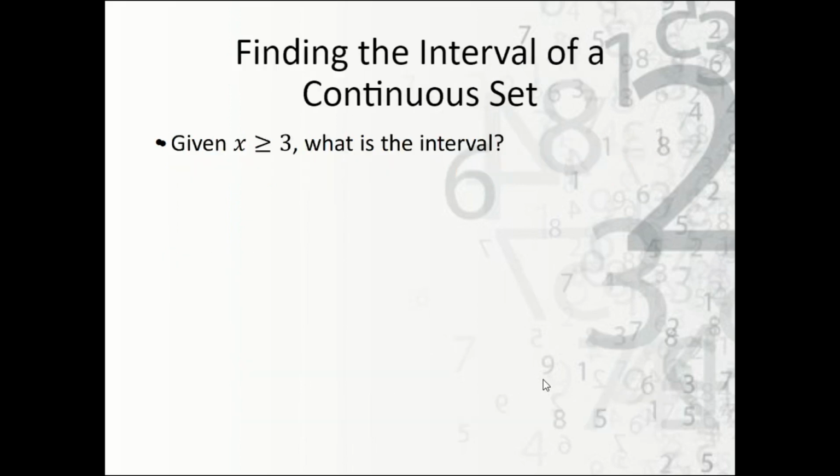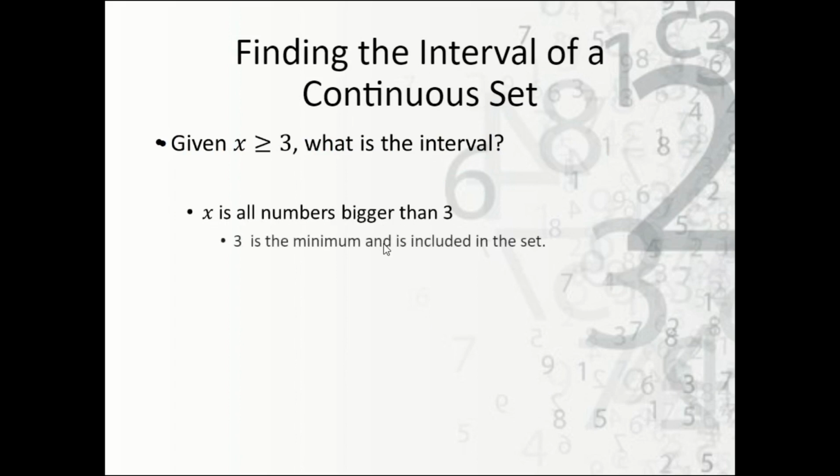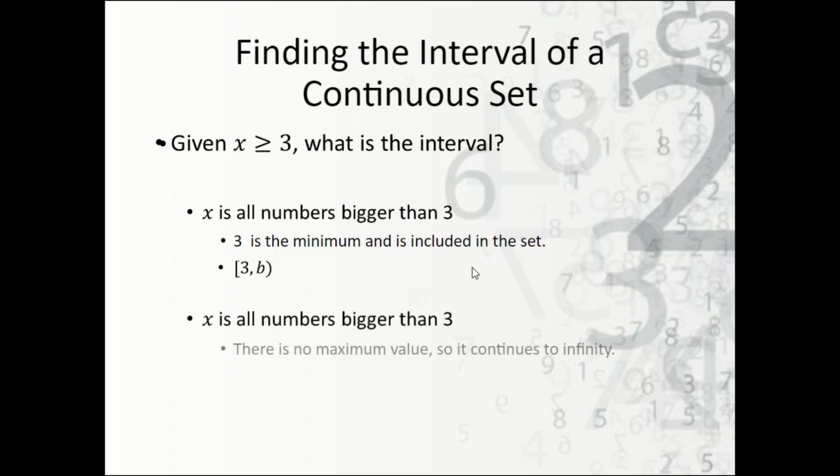So if we're given this, x is greater than or equal to 3, and it asks us what is the interval, well, we want all numbers that are bigger than 3. So we know that we're going to have a minimum of 3, and it's included. So we should have a bracket with a 3 here. So that's our a value, that's our minimum. Now our maximum, notice they didn't tell us what the maximum is, so it continues to infinity. So our maximum here would be infinity. So we'd have bracket 3, comma, infinity, parenthesis. So it goes from 3 to infinity, and 3 is included, but infinity is not.